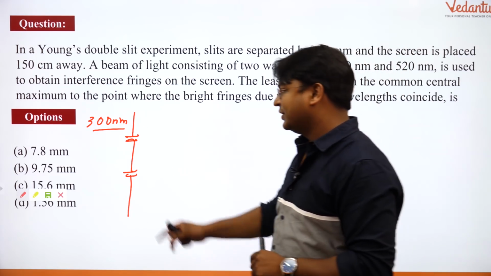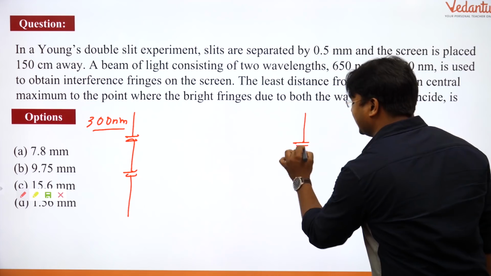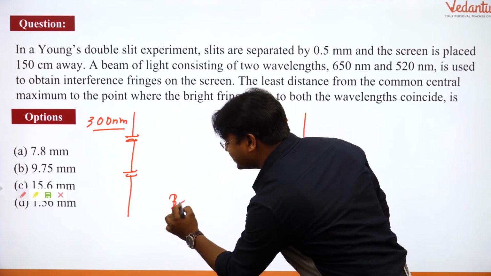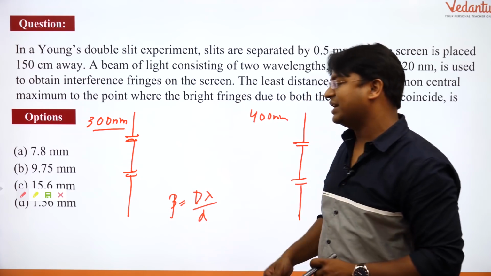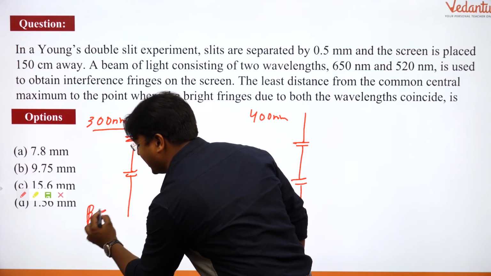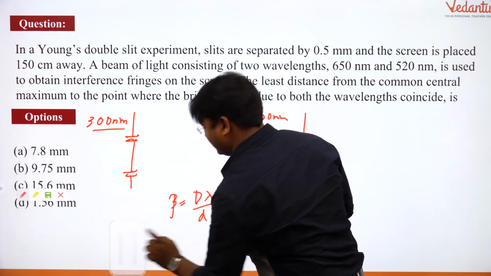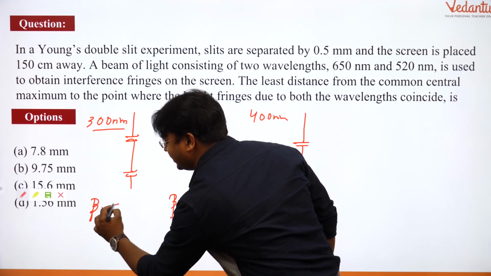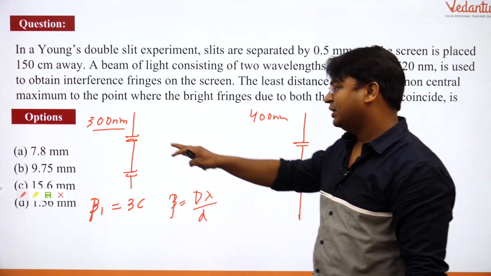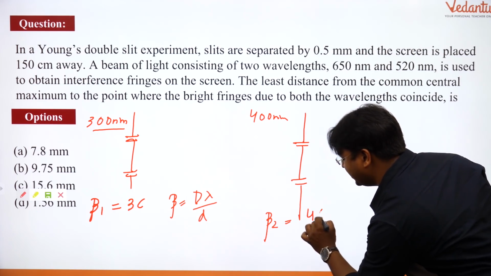So let's say we have used a beam that contains this wavelength, and in another case we are using a beam of 400 nanometer. Now the fringe width is given by capital D lambda by small d. Let's say the fringe width that I get here is 3 times C, where C represents all the common numbers like D and the nanometer factor. Then beta 2 will be represented by 4C.